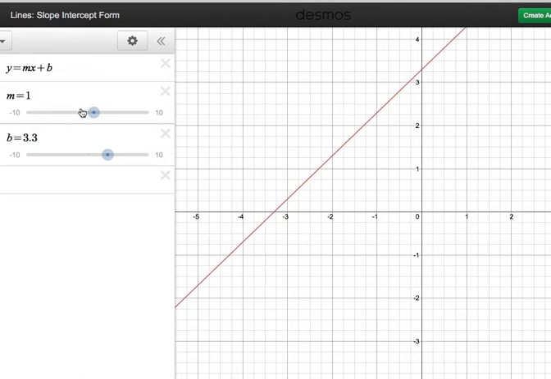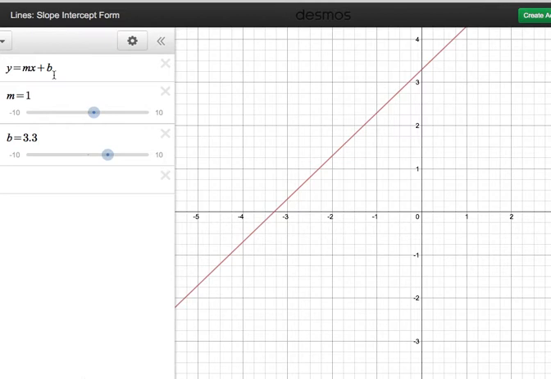So I'm going to show you, there's kind of like little tricks. When the equation is in slope-intercept form, which means that it's y is equal to, here I have y is equal to mx plus b. In grade 9, you don't really have to know y is equal to mx plus b, but in grade 10, you do. So the m and the b are called parameters.